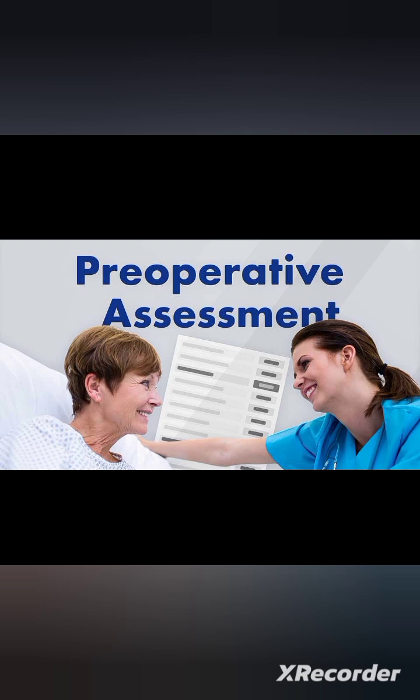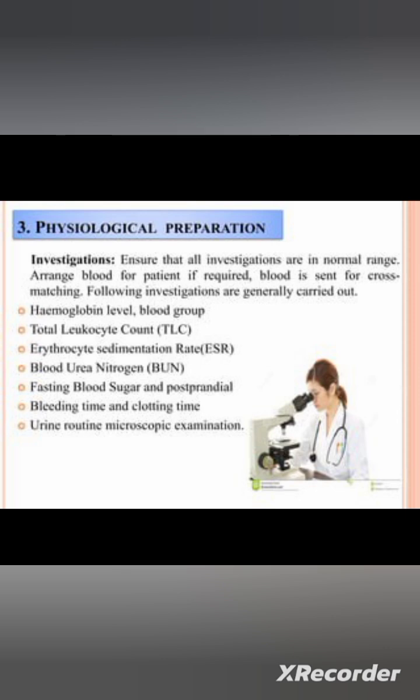After the assessment, we have to do the physical examination also. So the general physical examination findings, with vital signs, we also have to monitor. In preparation, the first thing is physiological preparation. Physiological preparation mainly indicates the investigations. Ensure all investigations are in normal range. Arrange the blood for the patient if required. Blood is sent for cross matching.